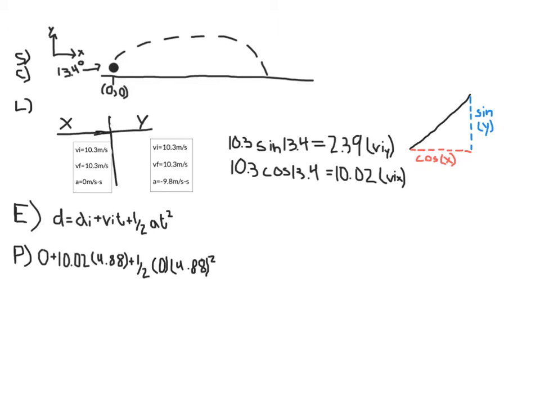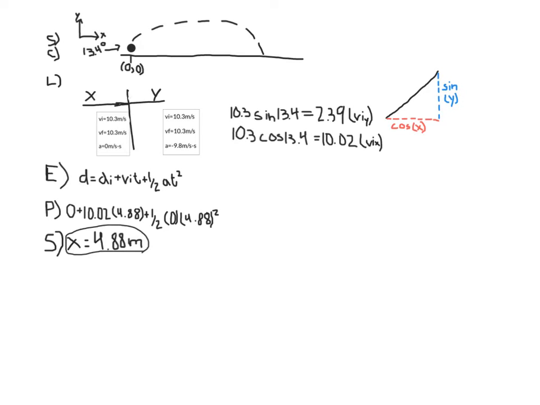Now you can see we plugged in all our numbers, and now we're going to just plug it into our calculator and see what we get. Now after plugging that into our calculators, we can see that the final distance in the x is 4.88 meters. So now we have found the range of the dog's leap, 4.88 meters, and the time in the air, 0.488 seconds.